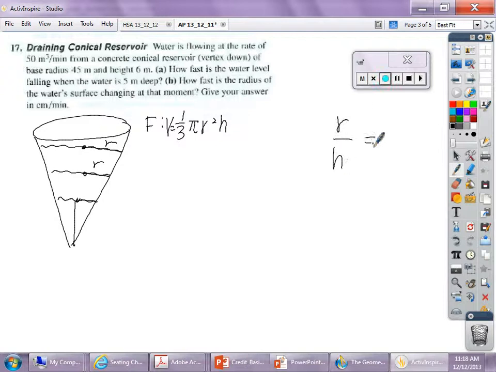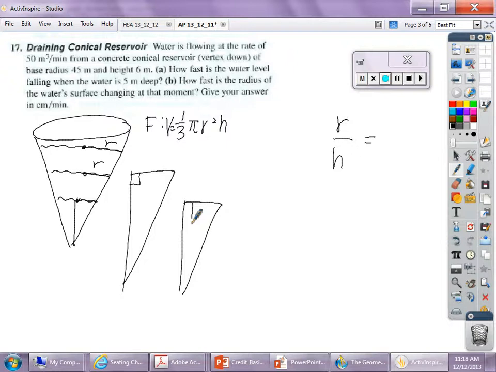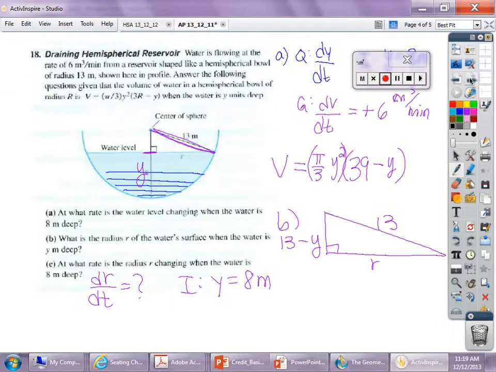If I drew all these triangles separately, they'd all be right triangles with the same proportion: r over h, r over h, r over h, no matter which one. So the proportion I would use is that the radius is 45 and the height is 6. If I want to eliminate r, what should I solve for over there? Okay, that's the piece you needed. That was very similar to the example I did in class. I think the other class asked me 18. Is 18 a question? Yes, let's go through it.